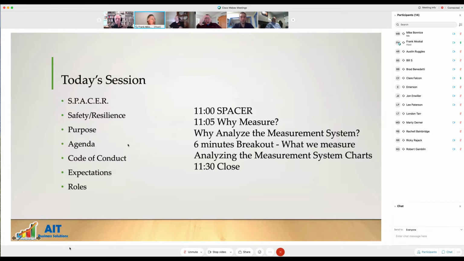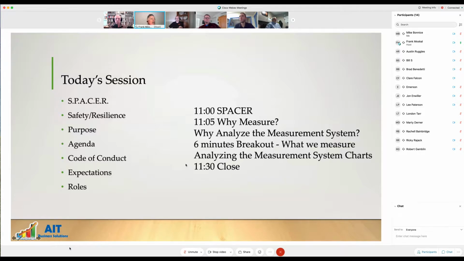Okay. The agenda: we're going to kick off with the spacer and get into why we measure, and talk a little bit about that. We do have a 6-minute breakout, and in the session email I sent out earlier, I sent a few files. One of them is that breakout template, or you can take a screenshot of the breakout slide. I believe it's slide 6, and take that into the breakout rooms with you. Okay.